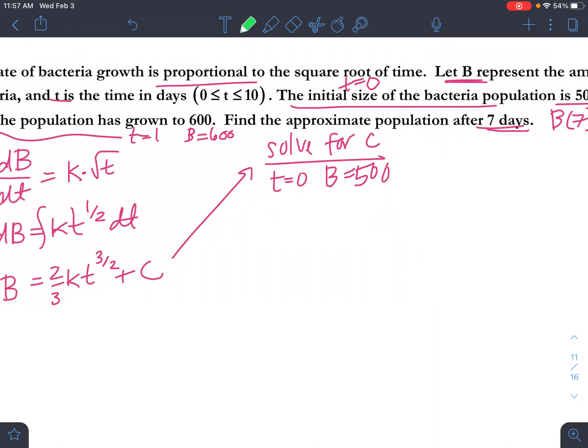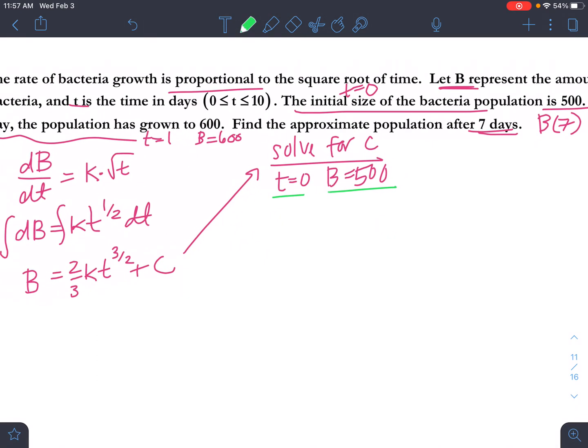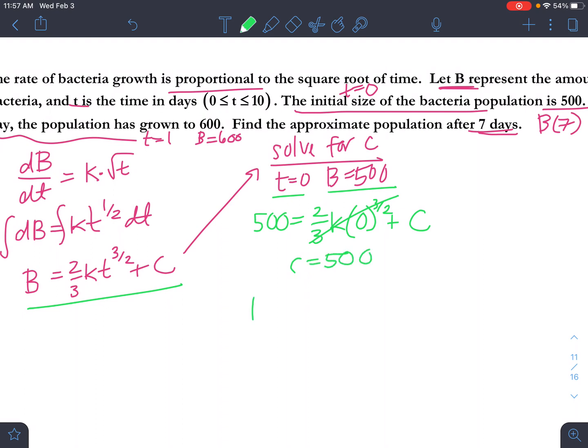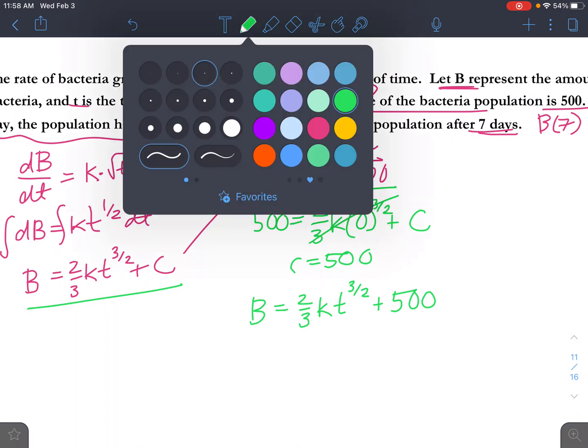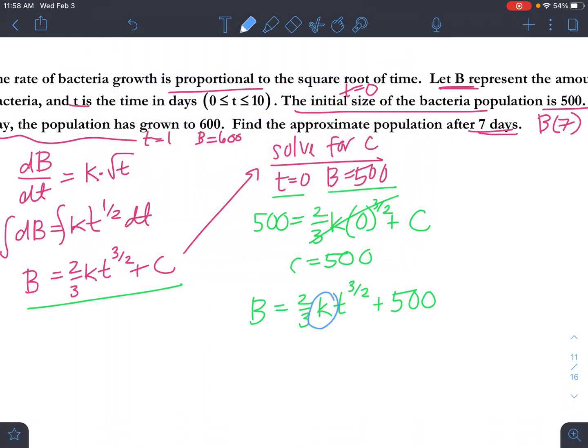Okay, I'll do this in green. T equals 0, b equals 500. So this equation now would read 500 equals 2/3 k times 0 to the 3/2 plus c. Okay, this is 0, so c would be 500. So you take one more step. Now I have b equals 2/3 k t to the 3/2 plus 500. All right, next constant. Now you want to solve for k.